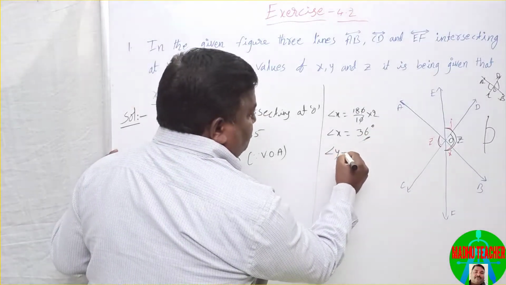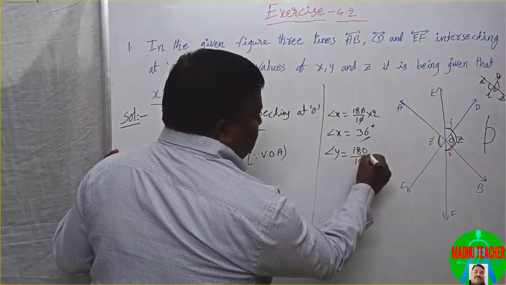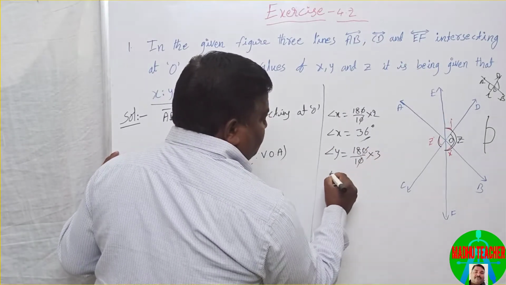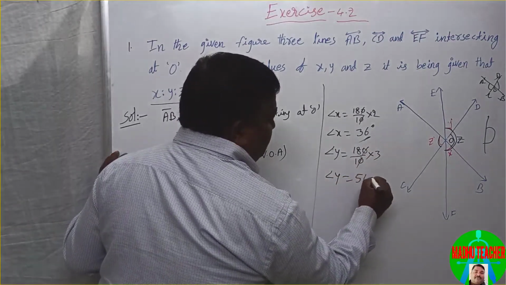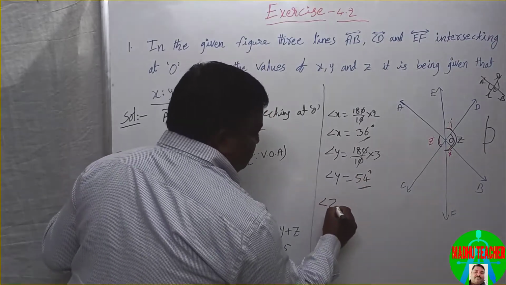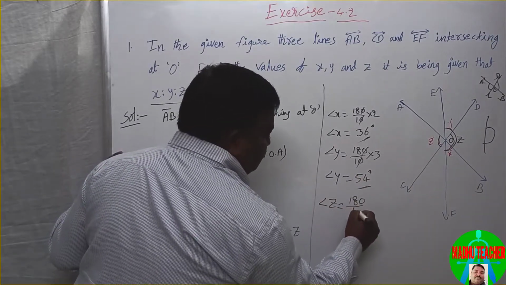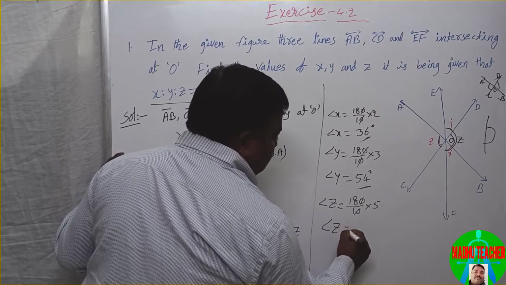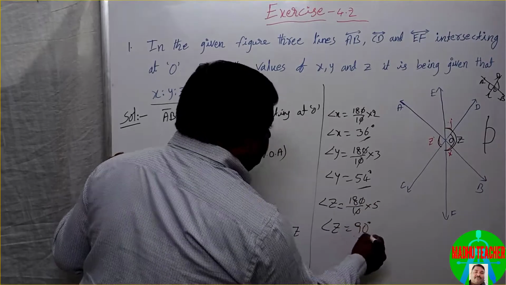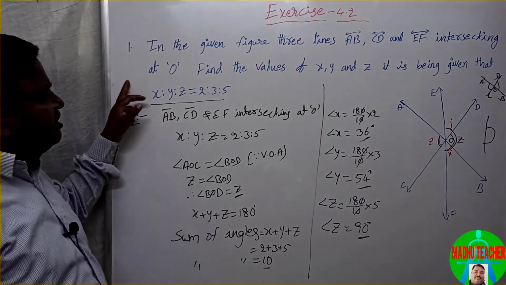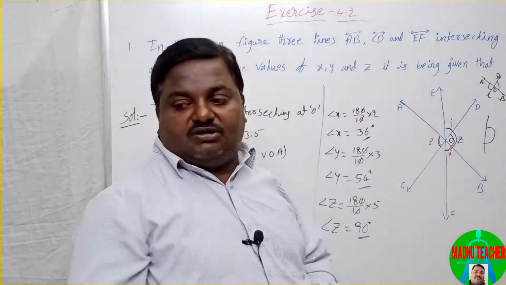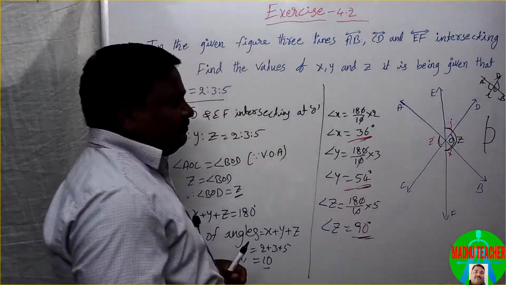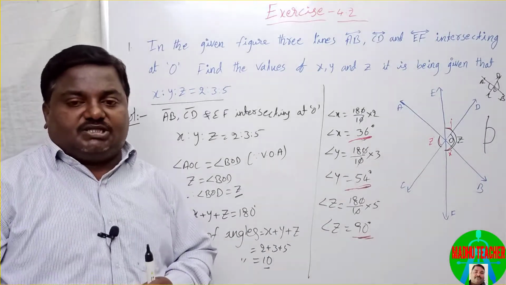Next, angle Y equal to 180 divided into 10 parts and into 3 parts. So into 3, the zeros get cancelled. Angle Y equal to 18 threes are 54 degrees. Next, angle Z equal to 180 by 10 into 5. The zeros get cancelled. Angle Z equal to 18 fives are 90 degrees. Our question was to find the values of X, Y and Z, so we got X, Y and Z.